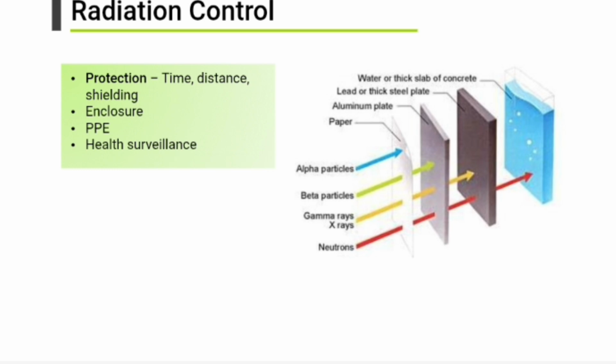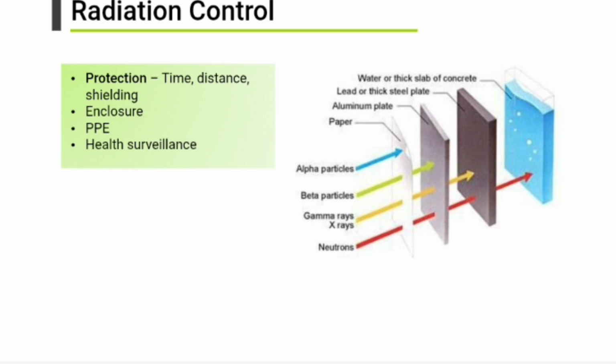Radiation control involves employing various measures to minimize the exposure of individuals to harmful radiation. The key principles of protection include managing time spent in areas with radiation, increasing distance from radiation sources, and employing shielding materials to attenuate radiation. Enclosure of radioactive materials or sources is another method to limit exposure.